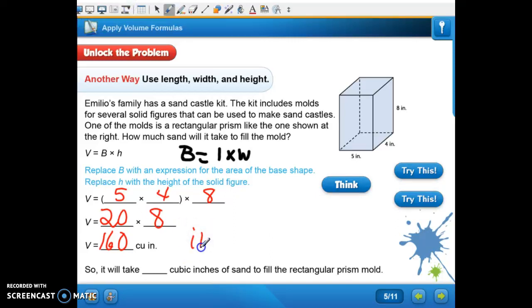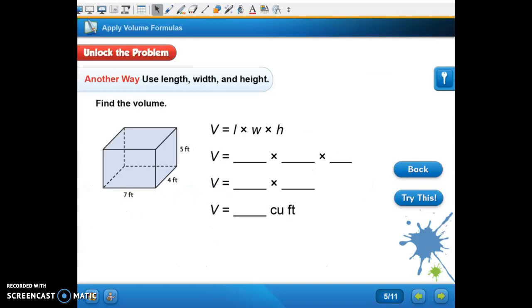Cubic square? Inches cubed. So it will take 160 cubic inches of sand to fill that rectangular prism, that mold that they got within their sandcastle kit.